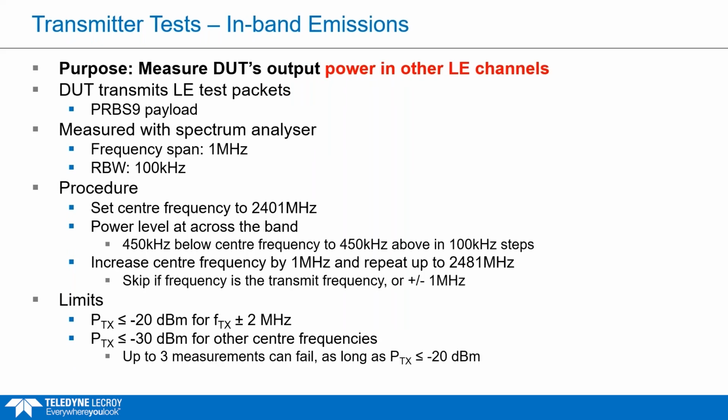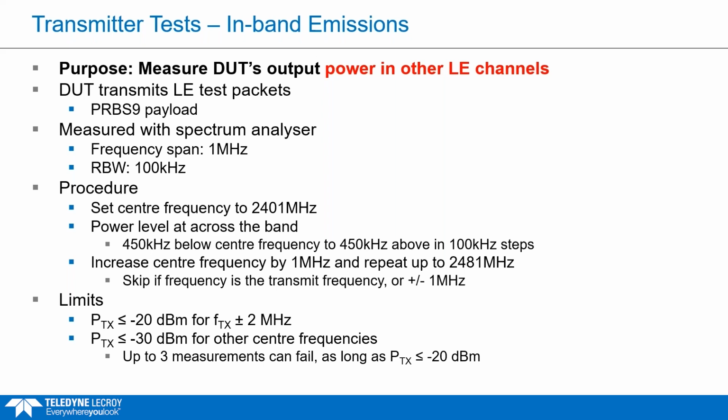The next test is for in-band emission. What we're looking at here is the power in the LE band, but in other channels. So we're trying to simulate other Bluetooth LE devices within the range of the receiver. This time we're looking at a 1 megahertz frequency span with a narrower bandwidth of 100 kilohertz. And we measure the power across each band, or each 1 meg step, from plus and minus 450 kilohertz in 100 kilohertz steps. And then we increase the center frequency by 1 meg and repeat that measurement.